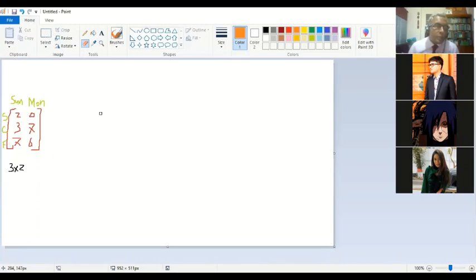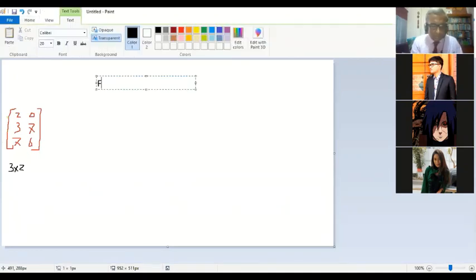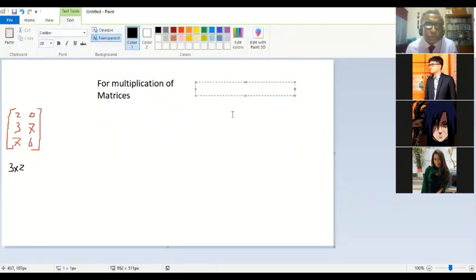So let us move on now. And now I will talk about multiplication. Multiplication also has a condition, that is, any matrix cannot be multiplied by any matrix. Again, you have to check whether multiplication is possible or not possible. So now I am writing what the condition actually is. The condition is for multiplication of matrices.